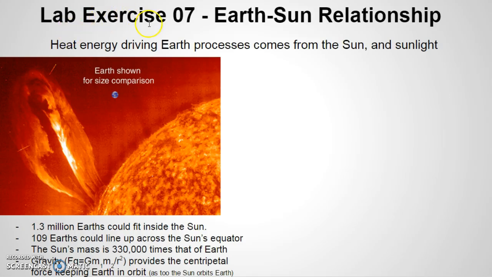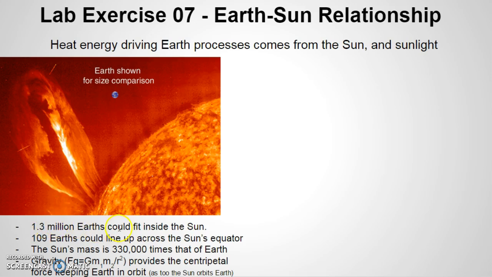Alright, here I'm going to talk about lab exercise 7. We're looking at the Earth-Sun relationship. We're going to be focusing on heat energy that's driving Earth processes that comes from the Sun and that we call sunlight.